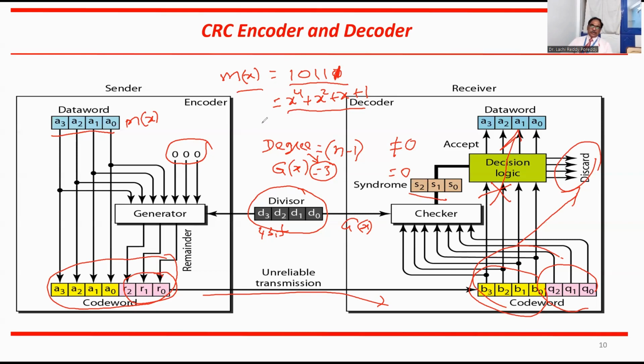Similarly, for the generator polynomial, suppose I want to use g of x as, for example, 1011. This can be specified as x power 3, x power 2 is 0, plus x power 1, plus 1. So the message polynomial and generator polynomial can be shown either as a binary bit stream or as an algebraic expression like this. Now in this case, the generator polynomial is this, and its degree is 3.